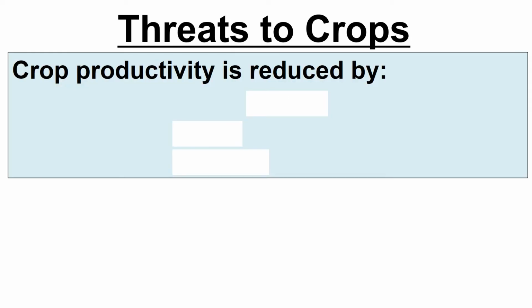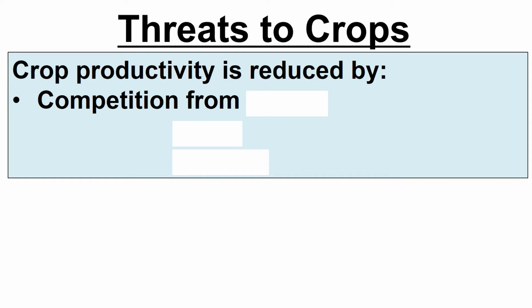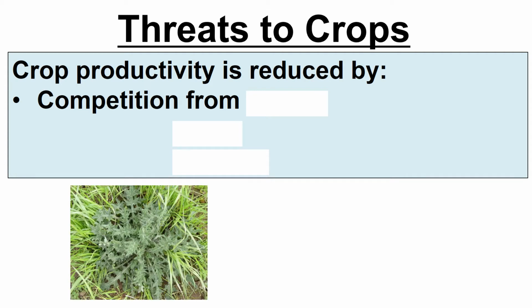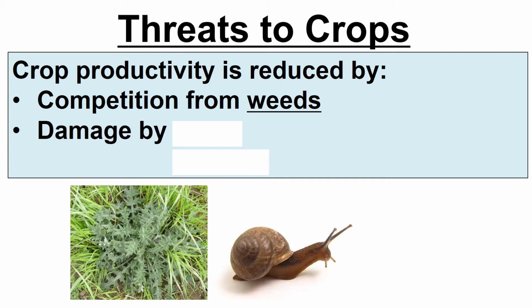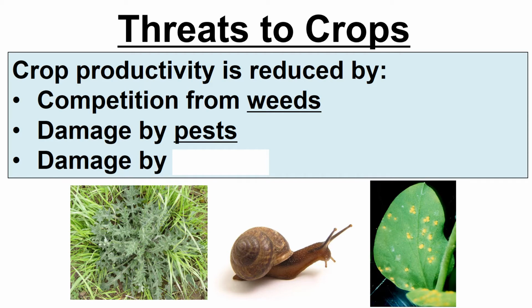So hopefully you've been away and done a bit of research into the different threats to crops, and we can divide crop productivity being reduced into three different areas. First of all, you've got competition from weeds. Secondly, you've got damage by pests, for example snails or greenfly. And then finally, damage by disease, so potentially fungus, a virus, or bacteria.